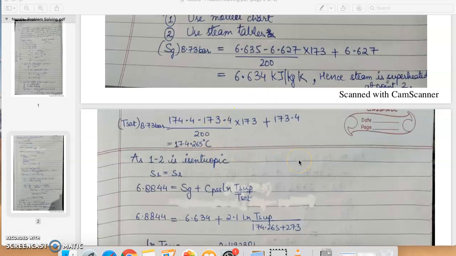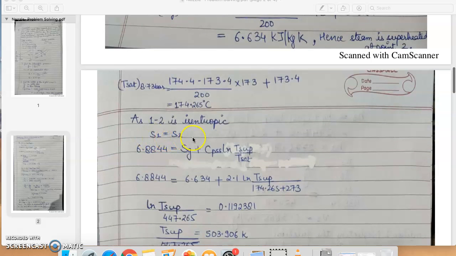So we have to now find the temperature of superheat at the point 2. So we will do S1 is equal to S2 and we will use the formula for the entropy of superheated steam, which will be S is equal to Sg plus Cp of superheated steam into ln of T superheated upon T saturated. But the temperature of saturation at the condition, which is 8.73 bar, is not known. That also we have to find using the interpolation.